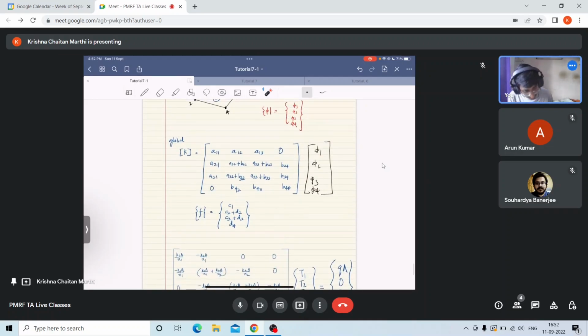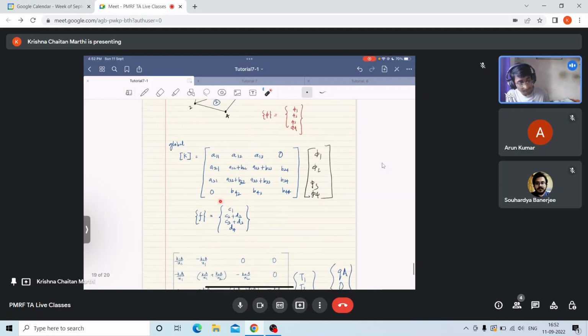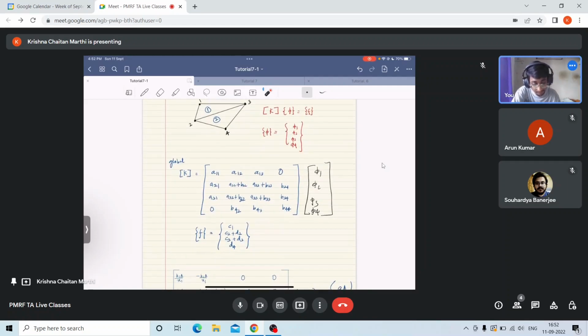Similarly, I will have a31, a32 plus b32, a33 plus b33, b34. For the last element I will have 0, b42, b43 and b44. The right hand side terms will be c1, c2 plus d2, c3 plus d3 and d4.